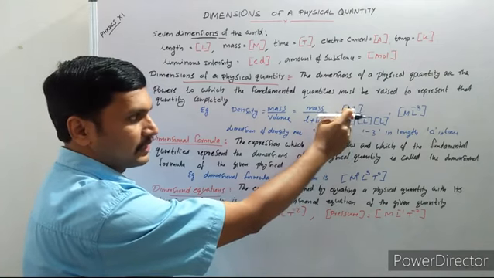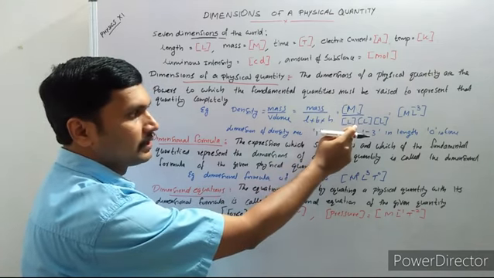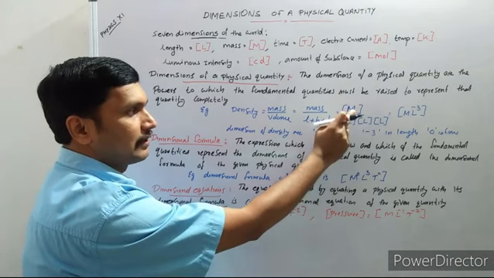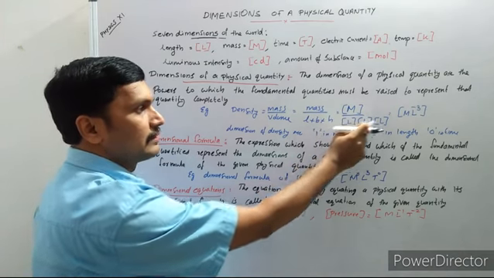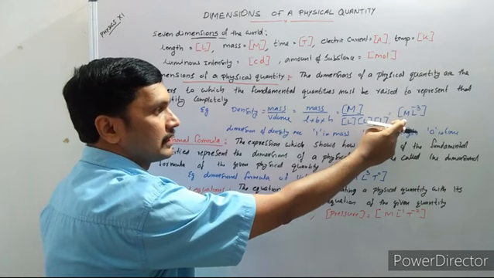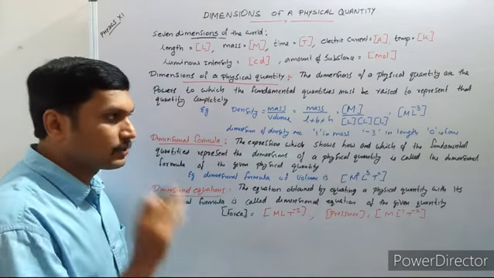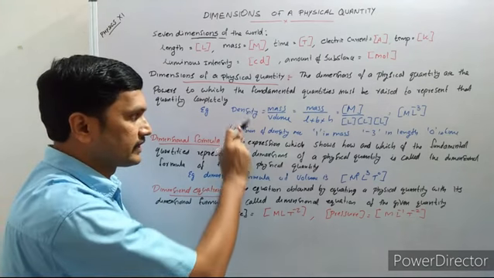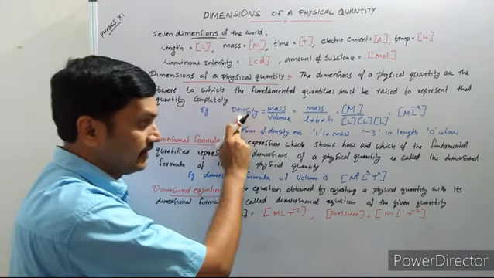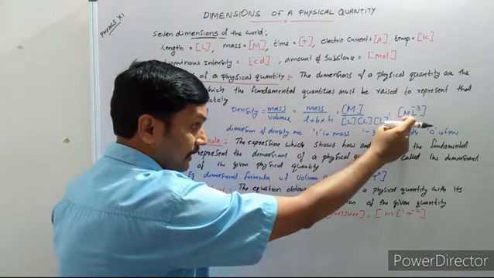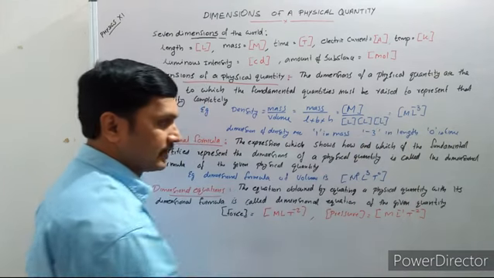The dimension of mass divided by the dimension of length to the power 3, M by L raised to 3. So we can rewrite it this way: M L raised to minus 3. So that's the dimension of density. The dimension of density is M L raised to minus 3.